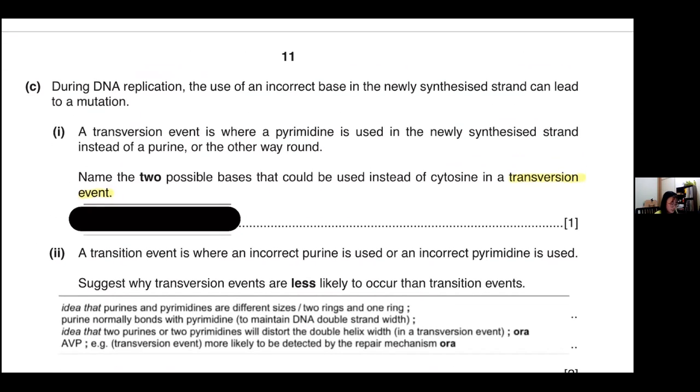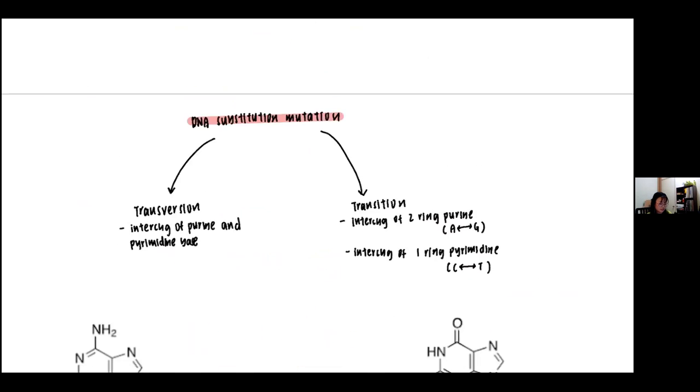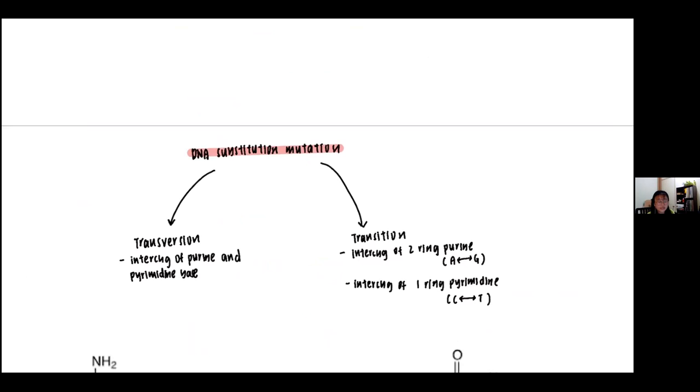During DNA replication, the use of an incorrect base in the newly synthesized strand can lead to a mutation. So I will talk a little about DNA substitution mutation. Actually, there are two types: one is transversion, the second is transition. Transversion is the interchange of a purine and a pyrimidine base. That means two different types of base.